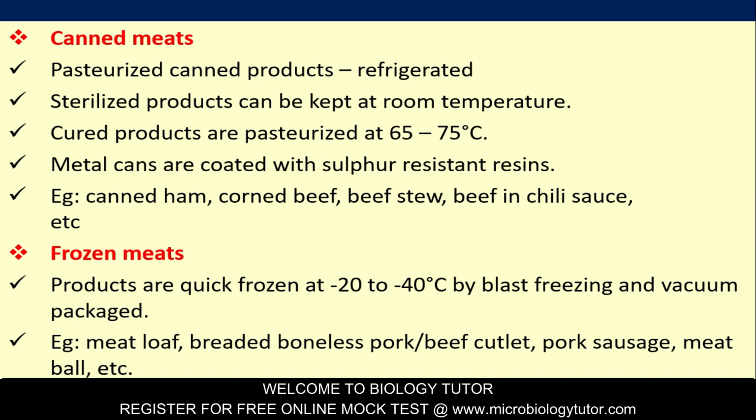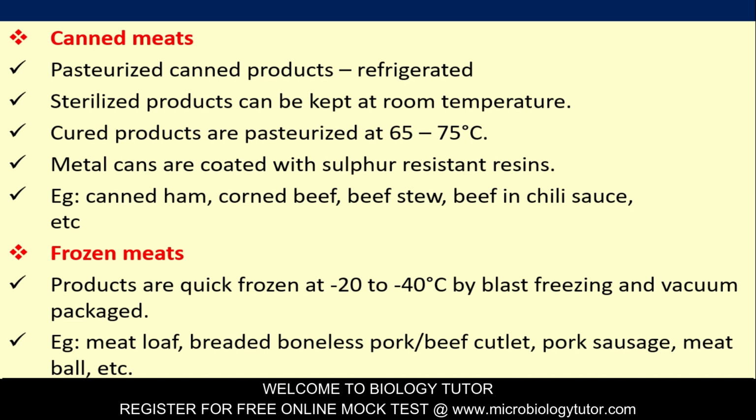These are pasteurized canned products. Refrigerated ones. Sterilized products can be kept at room temperature. Cured products are pasteurized at 65 to 75 degrees Celsius. Metal cans are coated with sulfur resistant resins. Example, canned ham, corned beef, beef stew, beef in chili sauce, etc.